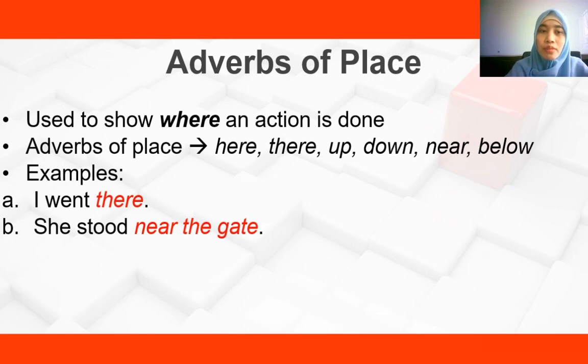For example, A, I went there. So there shows the location where I went. And then B, she stood near the gate. Near the gate here is an adverb of place which shows the location where she stood. Again, adverbs of place explain or give the information about the location of the action.